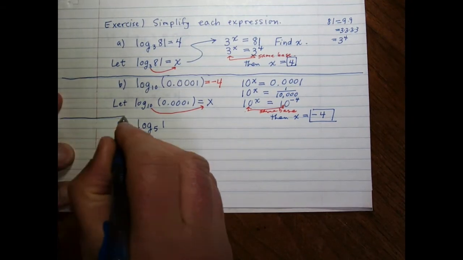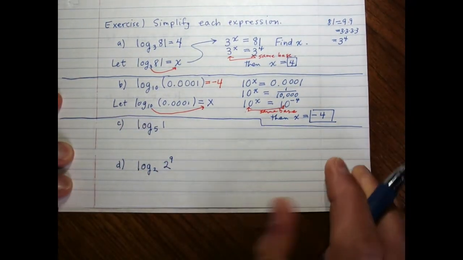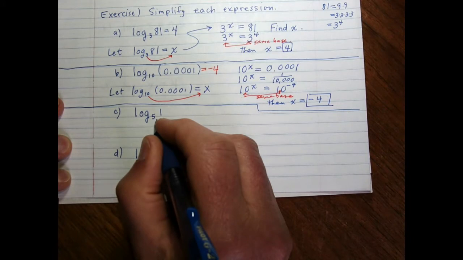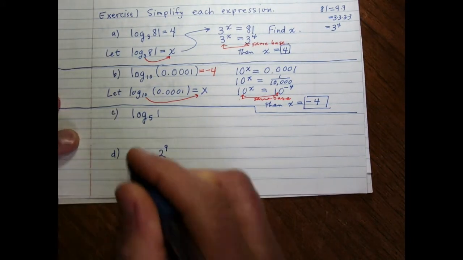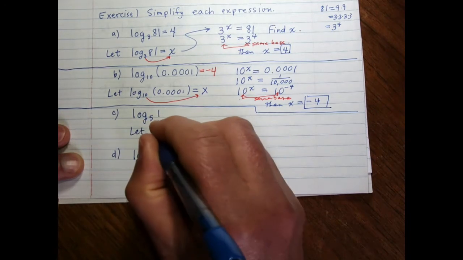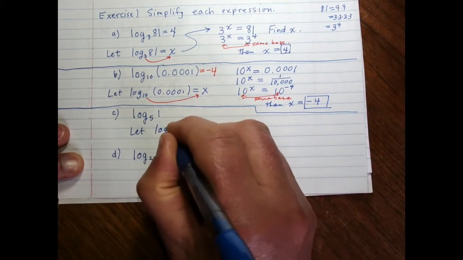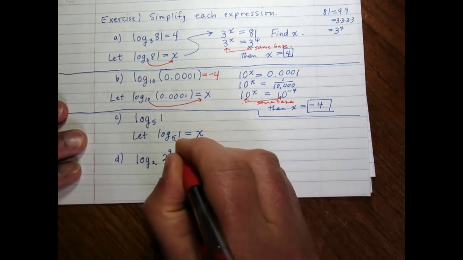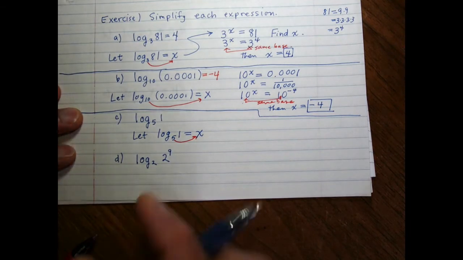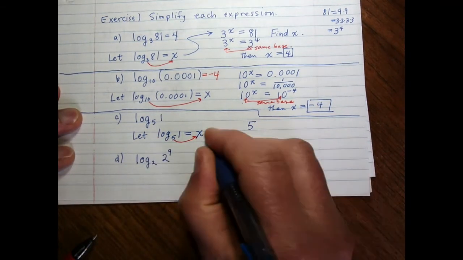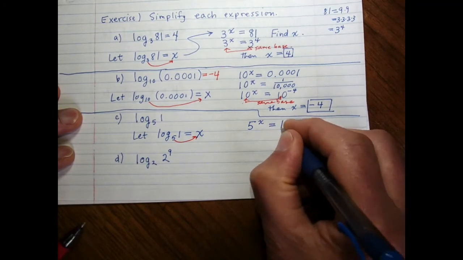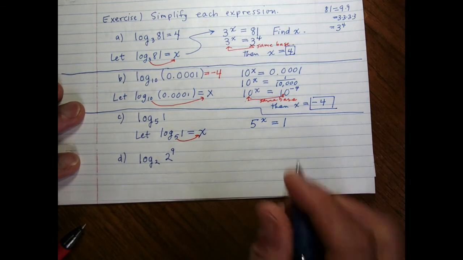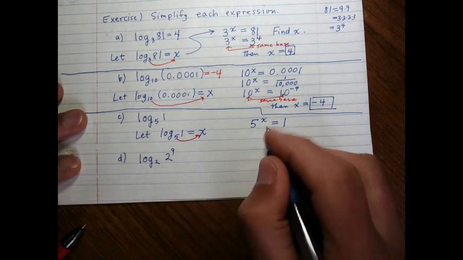Okay, C. Log base 5 of 1. So I'm going to let log base 5 of 1 equal x. Rewrite this as an exponential expression. The base 5 to the x power is equal to 1. Okay, now I need the same base on both sides.